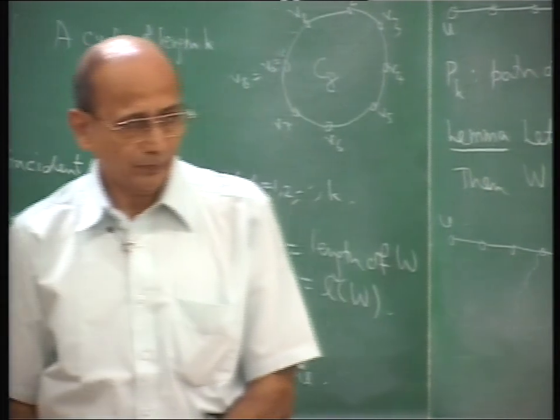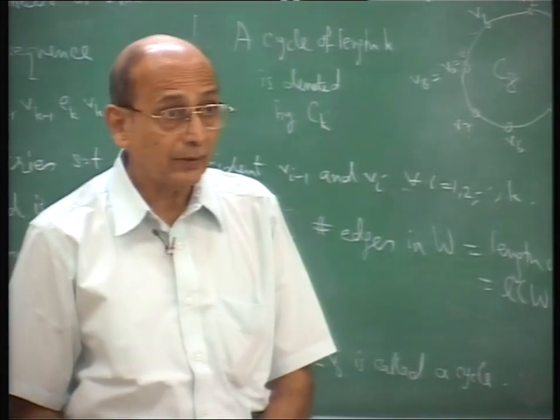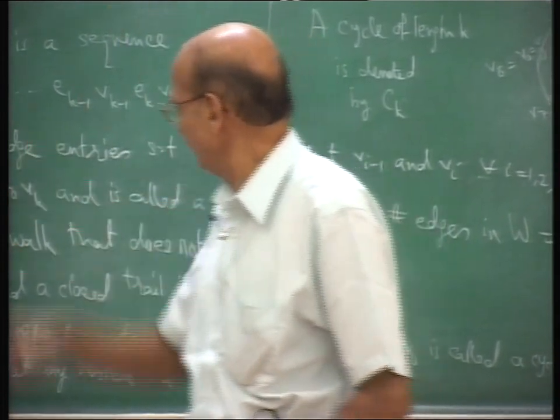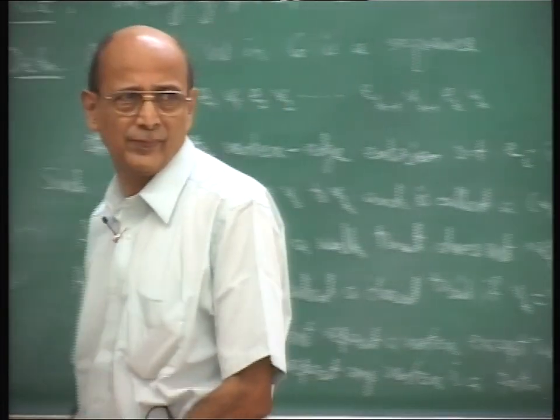We first take the walk V0, V1, and so on. Then first we start with U. Then find the rightmost incidence of U in that walk. Let it be, say, VK. Then VK will be followed by EK, then VK plus 1. Then find the rightmost incidence of VK plus 1, and keep on going like that. So then you will be able to cut out all the loops and you will eventually get a path.